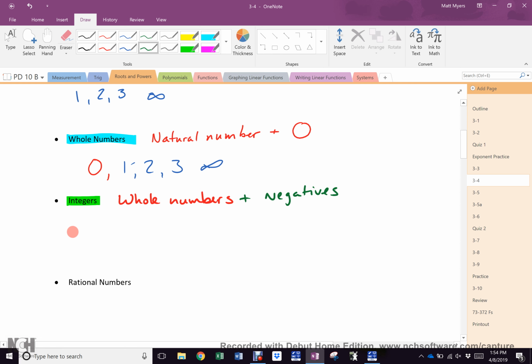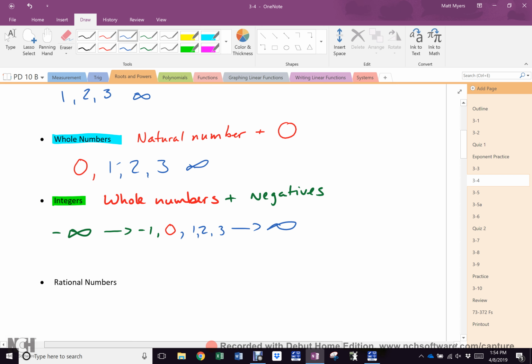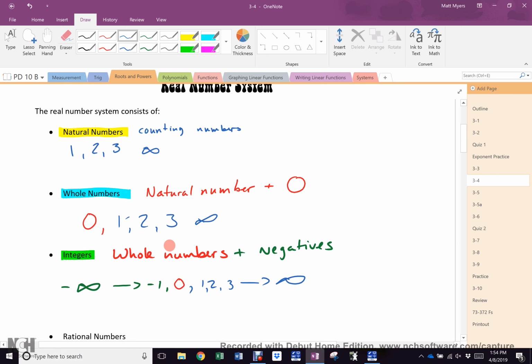So they go negative infinity, which exists, up to -1, 0. Oh, sorry. Then we start with our whole numbers, and then we are back into our natural numbers up to positive infinity. Is everybody cool to there? Everybody good? Okay, now, please notice there is even another bunch of numbers that we haven't talked about. They are, of course, the fractions and the decimals. We're going to talk about them in a minute.